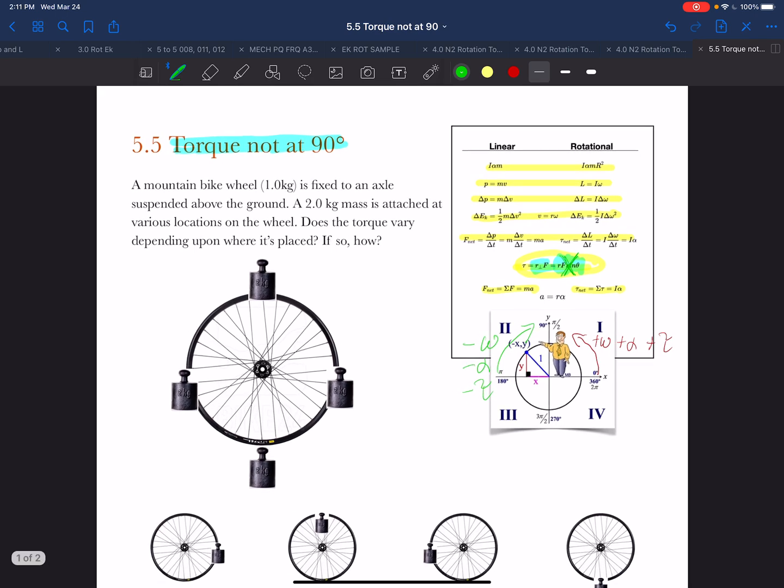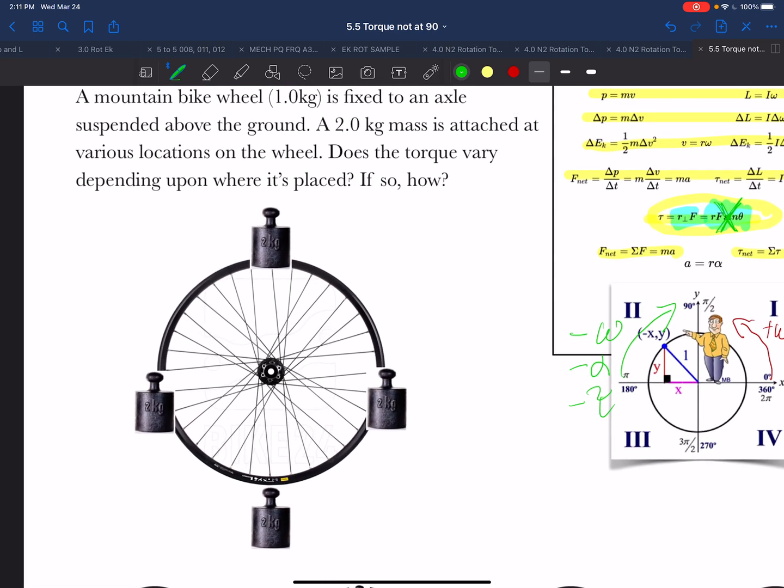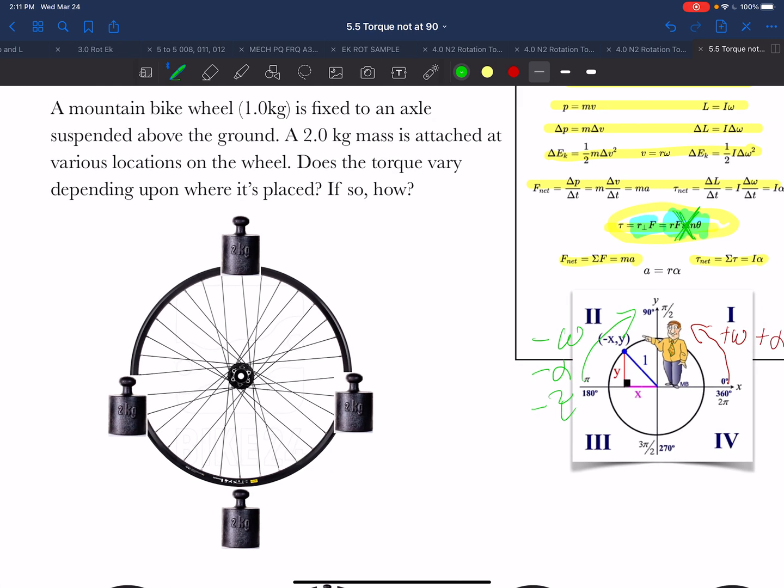So let's consider now, we have a mountain bike wheel. It's fixed to an axle, suspended above the ground. It could be just a bicycle tire, like on a bicycle where the rear tire is raised off the ground or the front tire is raised off the ground. But the point is that it's free to rotate. It's suspended, and it has a mass of 1 kilogram. A 2 kilogram mass can be attached at different locations to the wheel. So this location, this location, this location. But there's only one mass. I'm just depicting all of those locations.